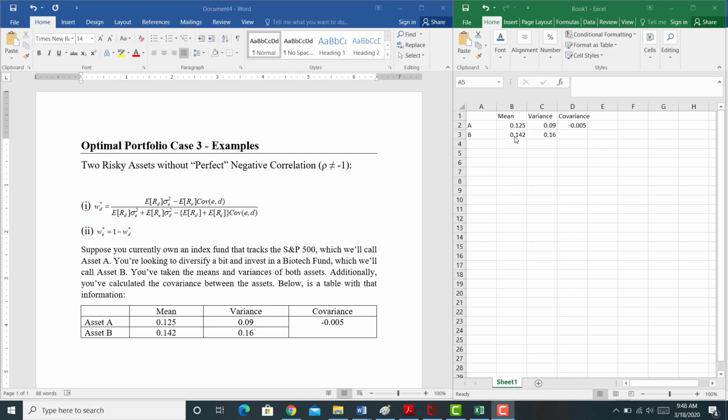So what I'm going to do is just use Excel. You have this here: I've got the means of the two assets, the variances of the two assets, and the covariance of the two assets. So I'm going to find the optimal weight of D, and I'm going to use this formula to do so. You have to be a little bit careful here.